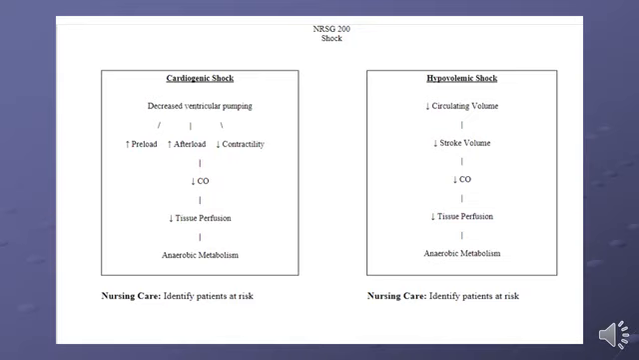Cardiogenic shock is the first classification we'll talk about, and it is decreased ventricular pumping, which results in increased preload, increased afterload, and decreased contractility. This will result in decreased cardiac output and decreased tissue perfusion, and result in anaerobic metabolism.